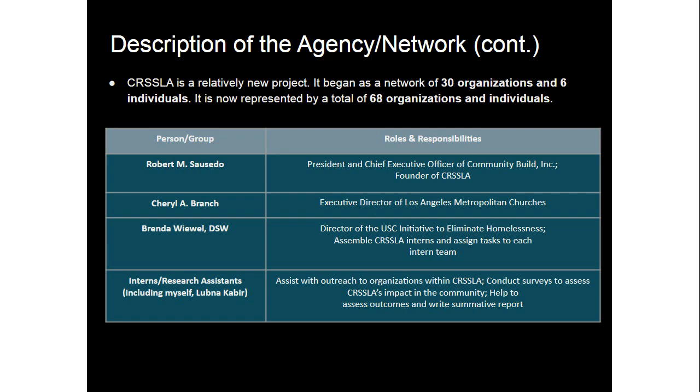And my roles and responsibilities throughout my practicum were to help with research and assist with outreach to organizations within CRSSLA. I also helped to conduct surveys to assess the impact of CRSSLA in the community, and I helped to assess the outcomes, and as I said, I wrote a summative report about that.